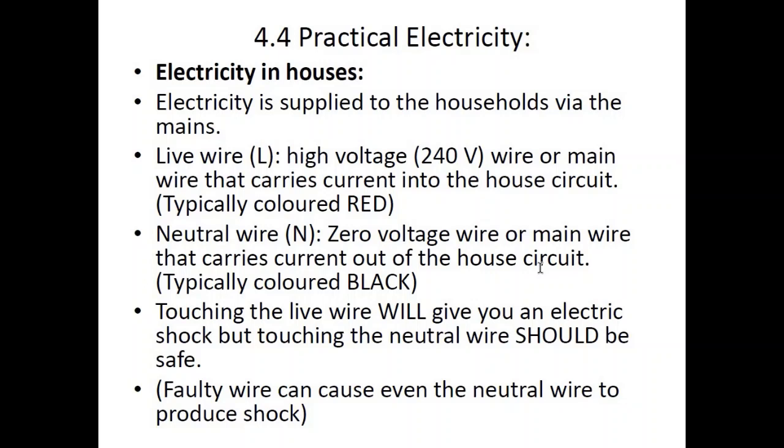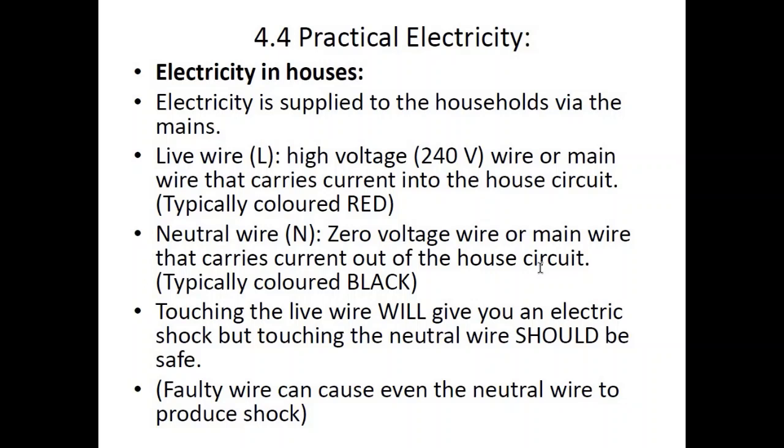Electricity in houses. Electricity is supplied to the household via the mains. There are two wires. One is the live wire that is labeled as L. It has high voltage, approximately 220 to 240 volts, again varying from country to country. This is the wire that carries current into the house circuit. They are usually colored red.